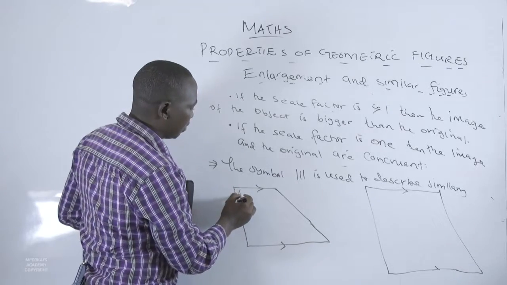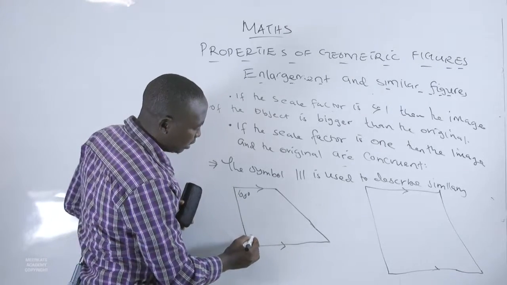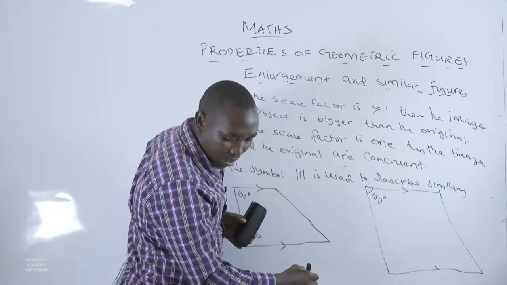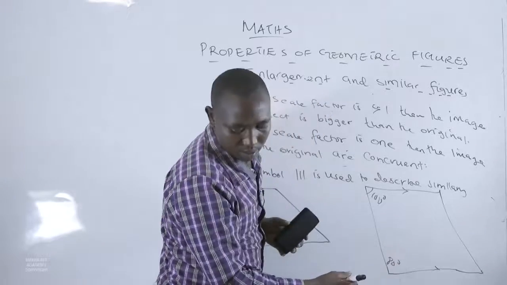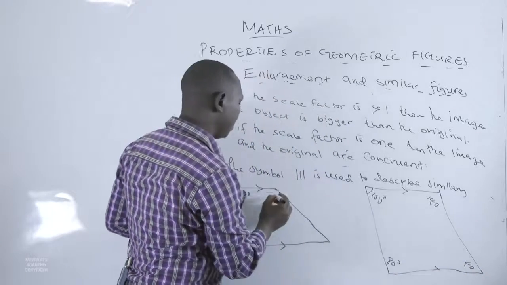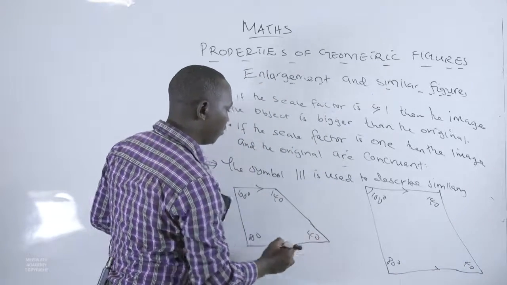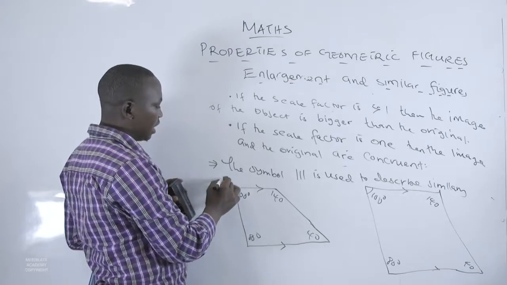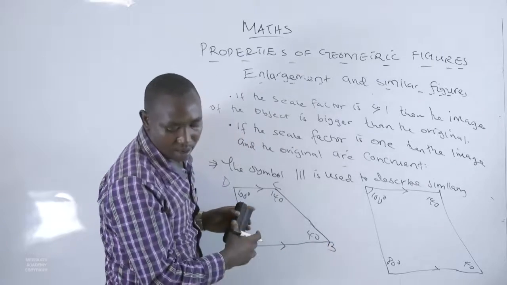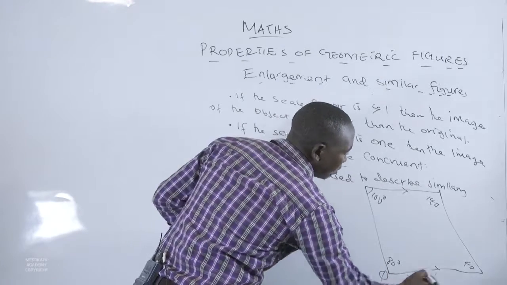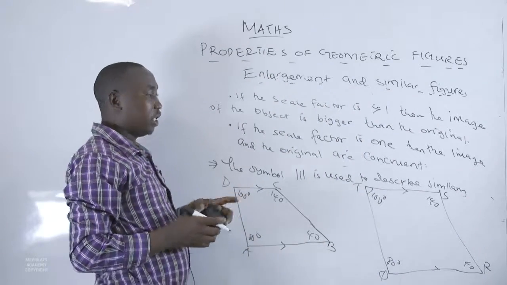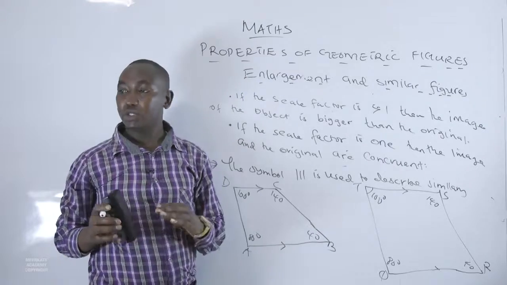Then we are told that this is 100 degrees, this is 80 degrees, 100 degrees, 80 degrees, 140, 40, 140, 40. That this is ABCD, and this is QRST.